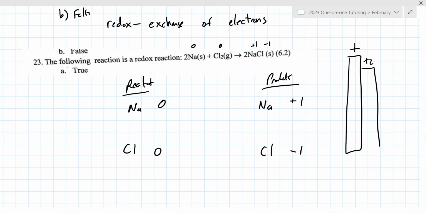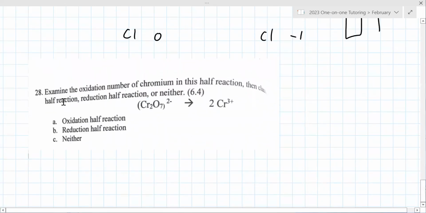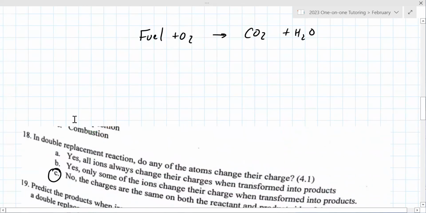And now the last one is number 28. 28 is supposed to be B, reduction half reaction. I don't know what that means. So we labeled this earlier. Reduction means that it, let me go back and find it. I mean, it was the other one.